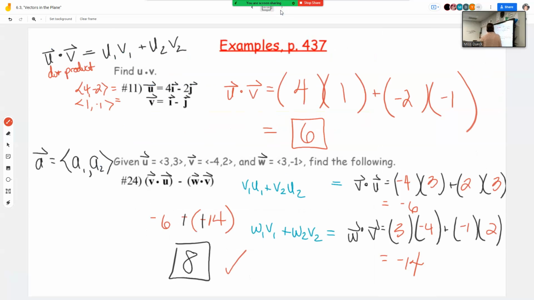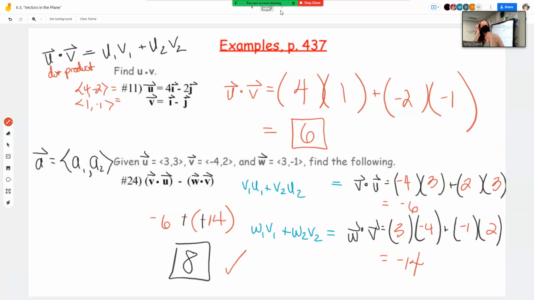So double checking our W's. W1 is the horizontal component of W, horizontal of V, 3 times -4, and then -1 times 2. I didn't look at the formula to double check. It was a minus. Struggle bus. Or at least I did the dot products in my head, just not the minus. So yeah, the proper answer is a positive 8.